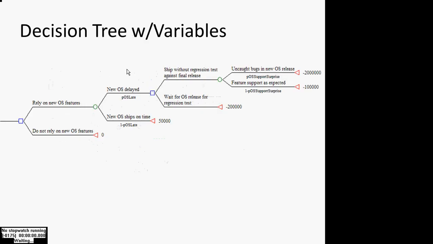And so with decision tree packages, we can do analysis that will say, for what ranges of the probabilities associated with the event nodes in that tree would one decision be preferable to another at the root? What would it take us, for example, to not rely on new OS features? What would we have to assume about the probability of the OS being late and the possibility of a surprise that would motivate us to say, okay, we're not going to rely on new OS features? We can do these exploratory analyses involving assumptions about this decision tree and see how close we are to the boundary point where we choose A rather than B. Okay?